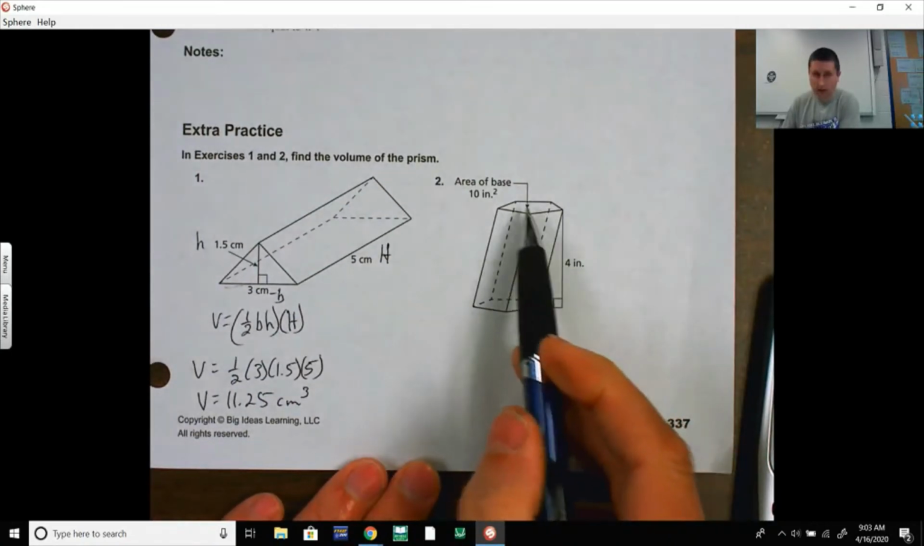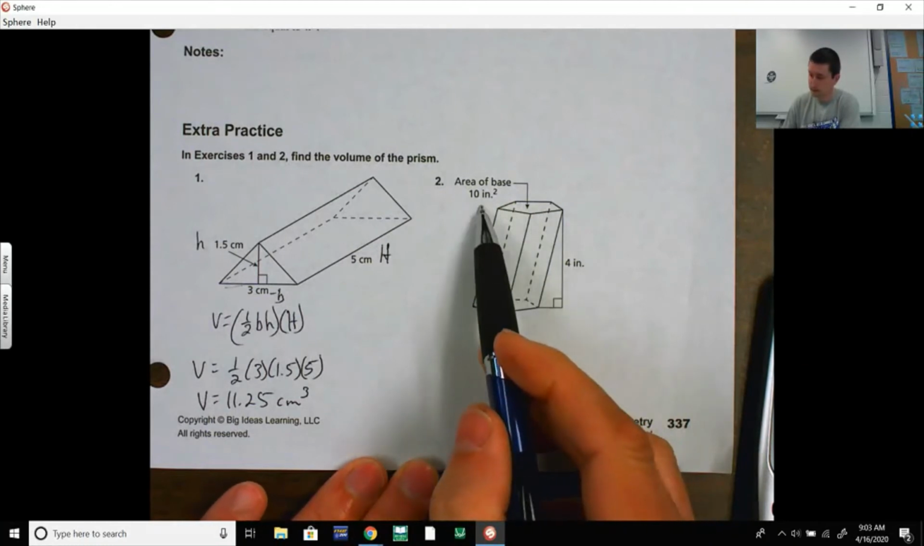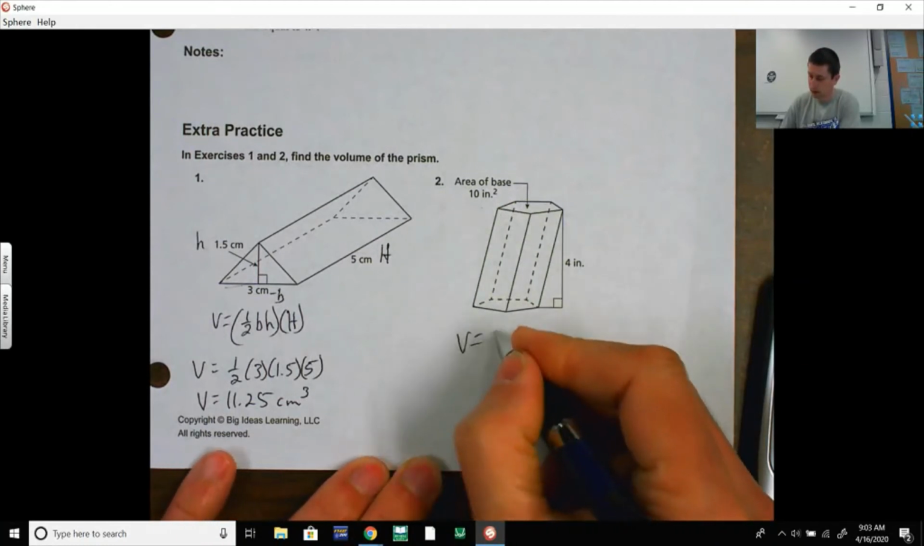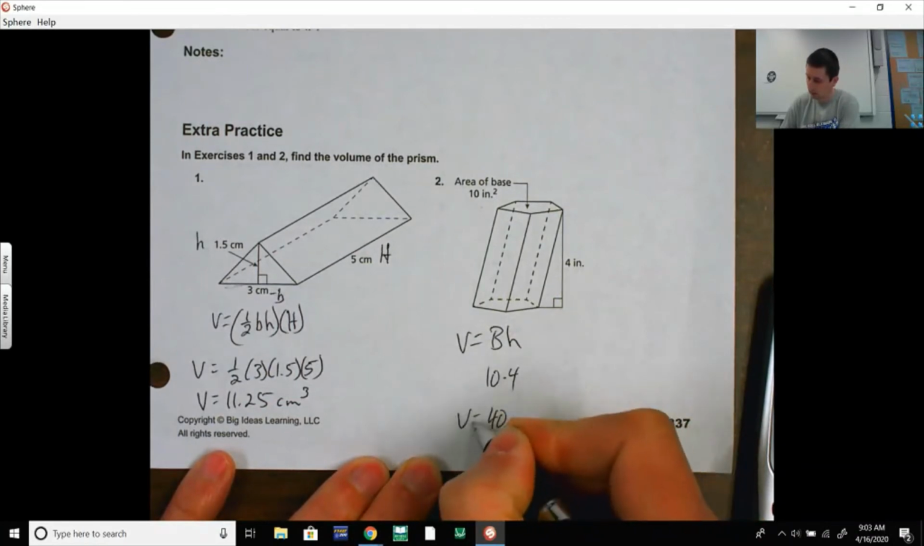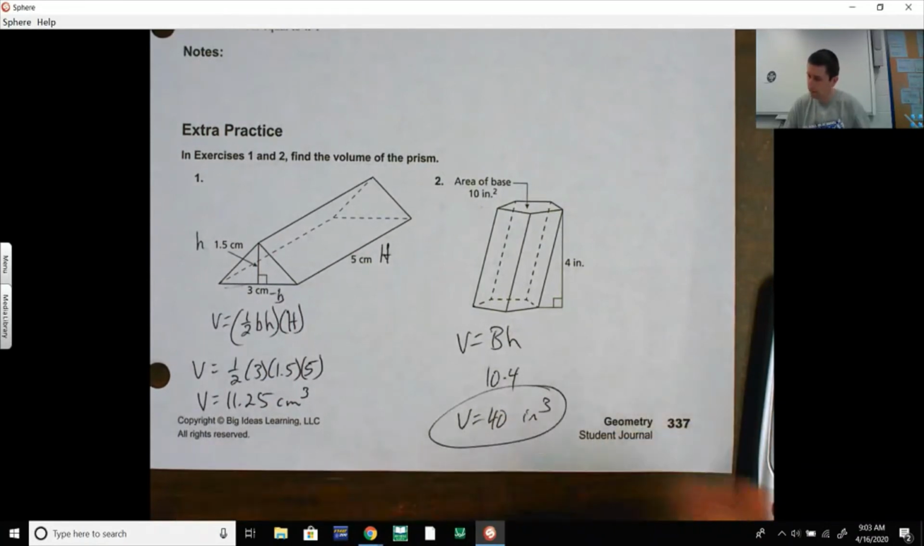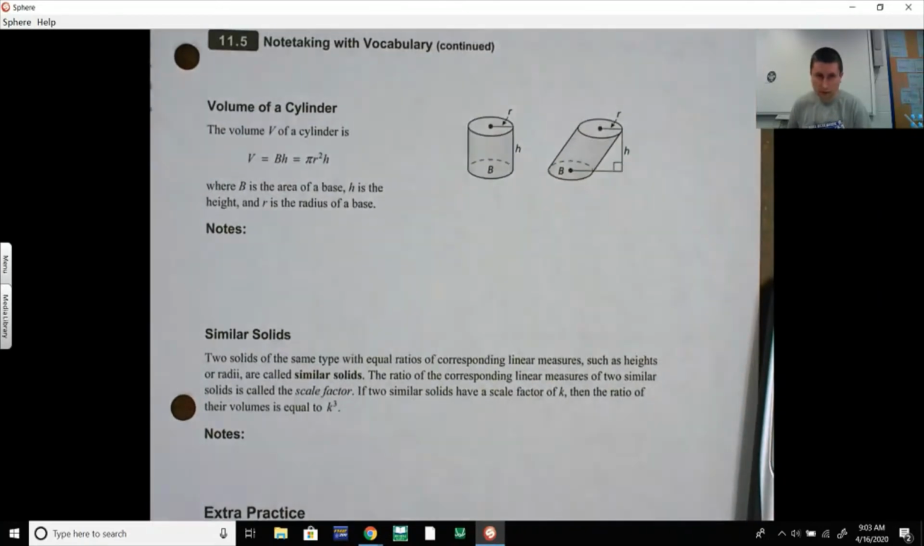Here they give you a pentagon. They're just telling you the area of the base is 10. So volume equals the area of the base times the height, so that'd be 10 times 4, that's 40. We like those. 40 cubic inches. Woohoo. Okay. So there's the volume of the cylinder formula, which we had.